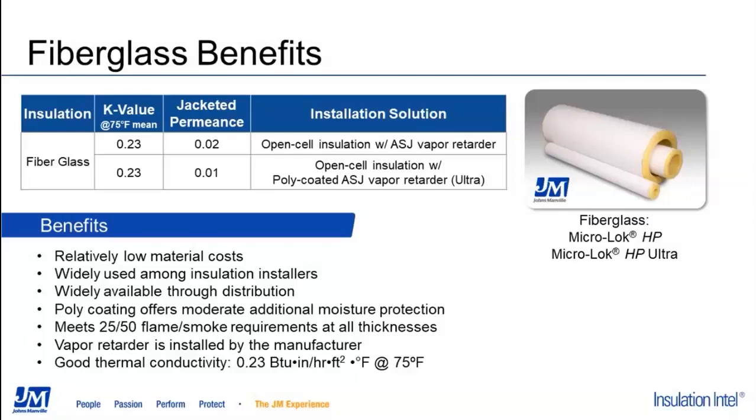This vapor retarder helps shed intermittent moisture that might occur on a job site if the building has not yet been fully sealed up. Fiberglass meets 25/50 flame/smoke spread at all thicknesses, and as I've mentioned, the vapor retarder comes factory installed, so no additional installation step is needed. The K value is considered good at 0.23. In terms of thermal conductivity, fiberglass is essentially in the middle of the pack versus the other materials that we'll be reviewing.